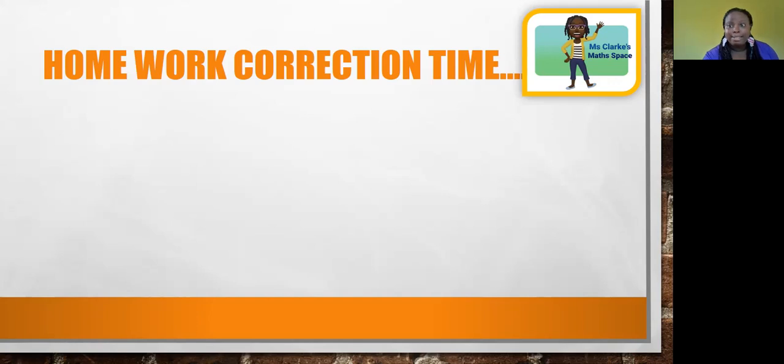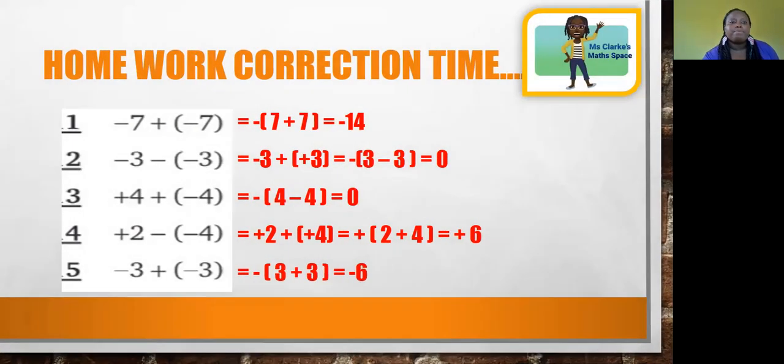So take out your books and let's correct. Question 1, we have negative 7 added to negative 7. We have addition, so we know that there are two rules of addition. We have the same sign, a negative and a negative. So we're going to add the two numbers and keep the minus sign. So you're going to have negative open bracket 7 plus 7, which is 14. And then you keep the sign. So the answer will be negative 14.